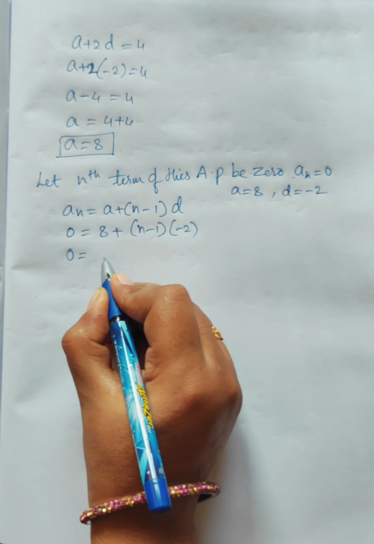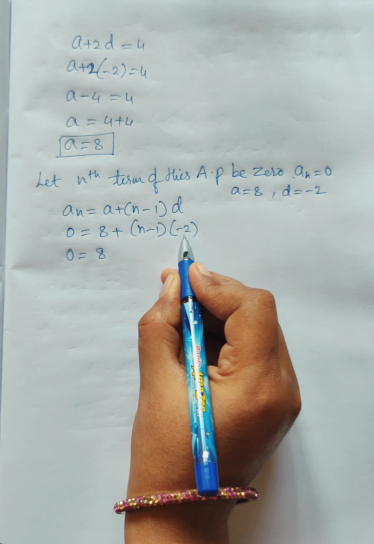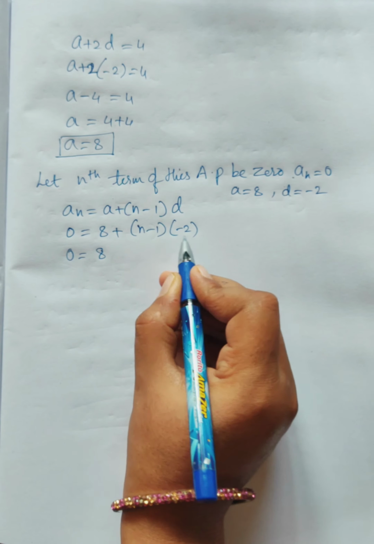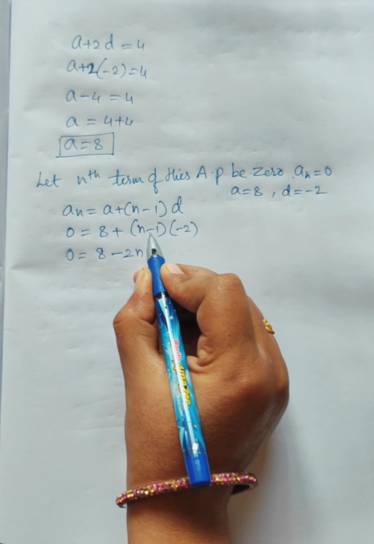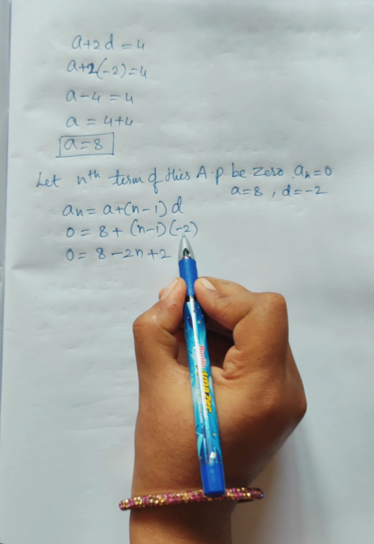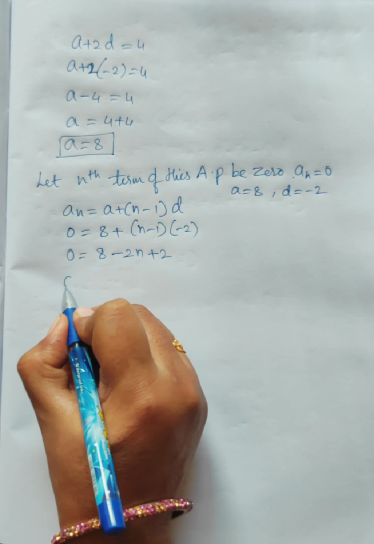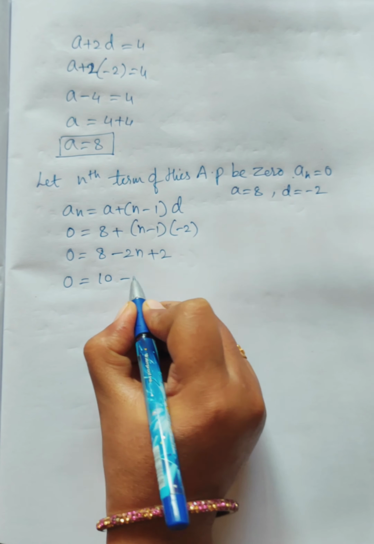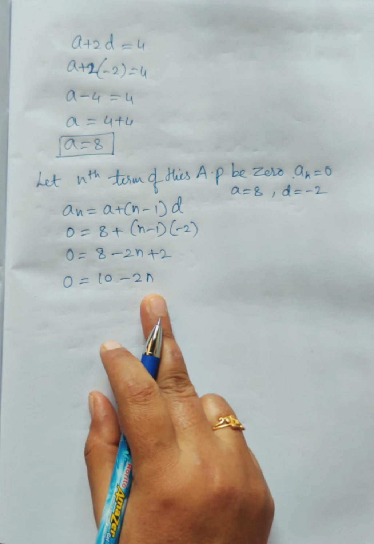So 0 is equal to 8. Now multiply this −2 into the bracket. So −2 into n will be −2n. Minus into minus will be plus, so 2 ones are 2, so plus 2. Now 0 is equal to 8 plus 2, which is 10, minus 2n. Now I want to find the value of n.